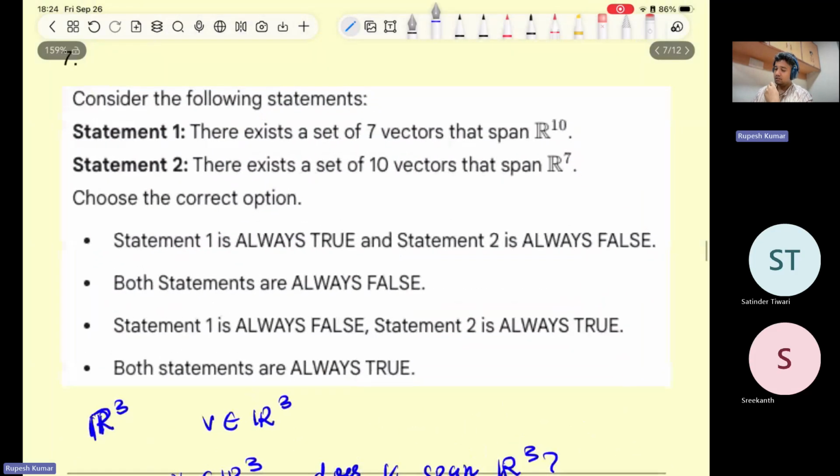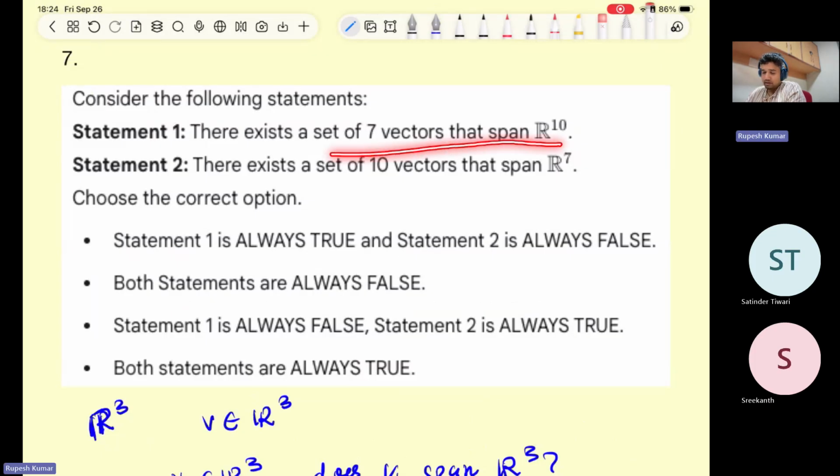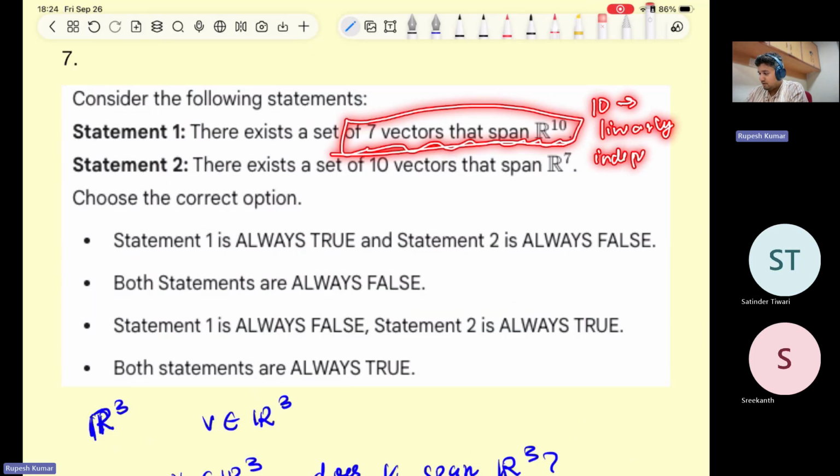So the first statement says there exists a set of 7 vectors that span R10. That is not possible, right? In any case, you need at least 10, and then you check if they are linearly independent or not. So this is wrong.